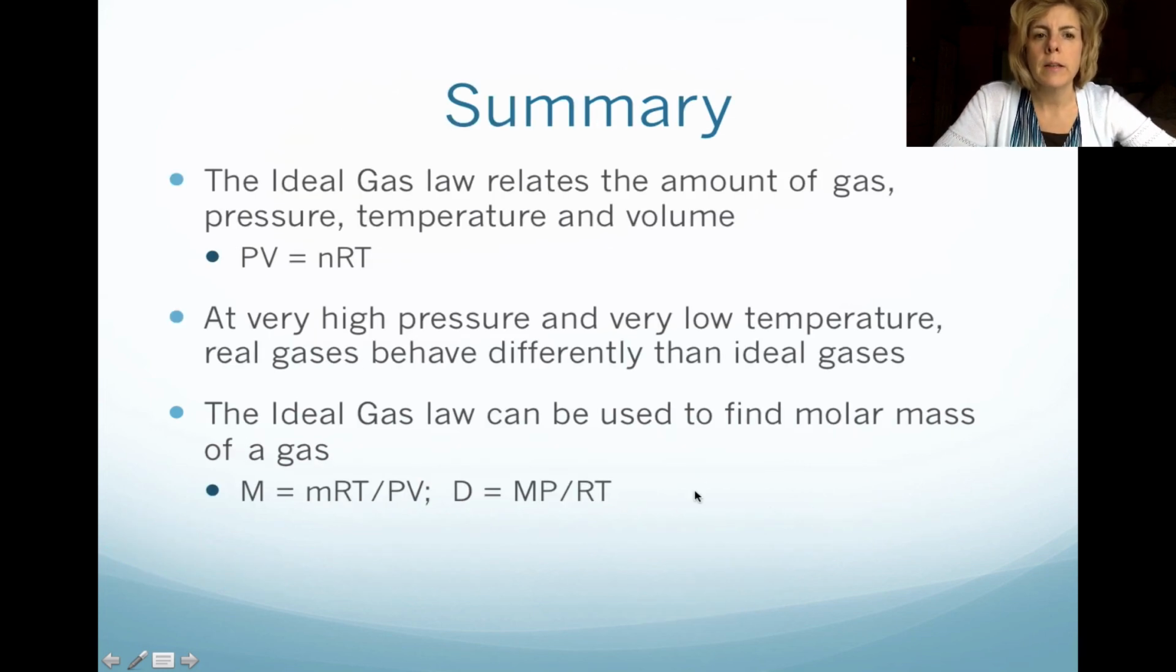Okay, so the summary is ideal gas laws relate the amount of gas, pressure, and temperature along with volume, and the equation that you use is PV equals nRT. At very high pressure and very low temperature, real gases behave differently than ideal gases. And lastly, the ideal gas law can be used to find the molar mass of a gas. So the molar mass is equal to mass times R constant times temperature divided by pressure and volume, or density equals molar mass times pressure over R constant times temperature.